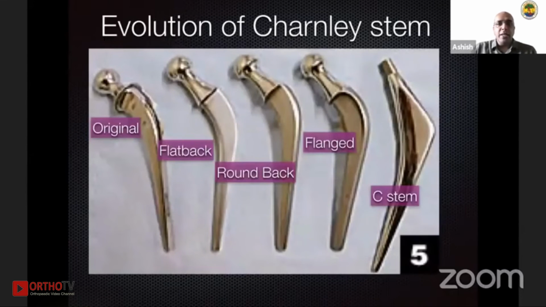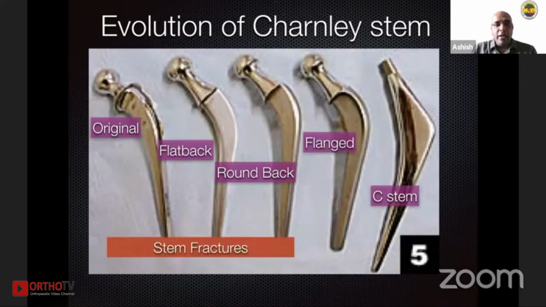If you see the Charnley stem evolution, on the left hand side is the original Charnley that was modified to a Charnley flat back. It was modified to a round back Charnley. The problem with these stems was they used to subside and get fixed in the distal cement mantle very well. And so there would be these cantilever bending forces, and they used to have this problem with stem fractures. We don't see that nowadays because the design has changed and very few manufacturers have stuck to the original design.